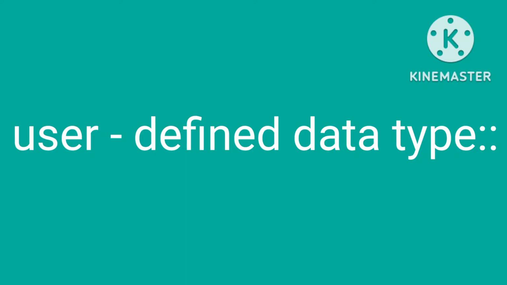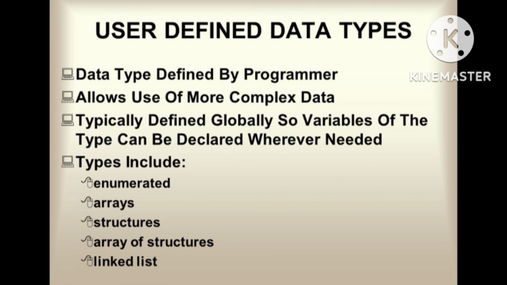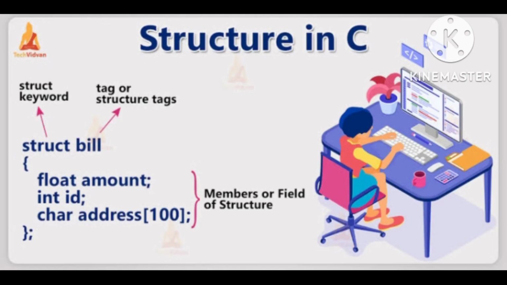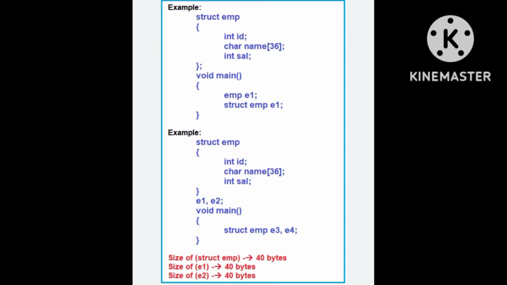The last topic of data types is user defined data types. What are user defined data types? The data types defined or created by the user using basic data types are called user defined data types. The following are the user defined data types. The first topic of user defined data types is structure. What is a structure? A structure is a collection of heterogeneous data type elements, and this is the process of structure in C and this is the example of structure.